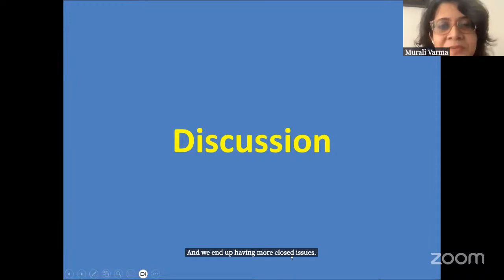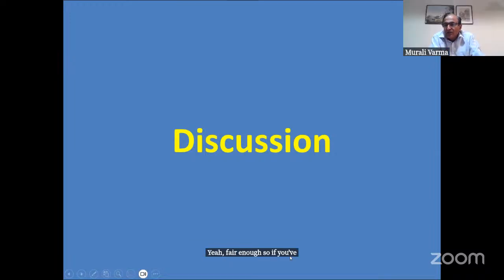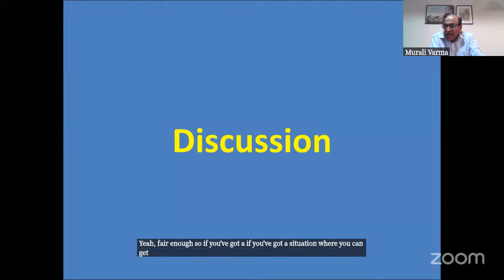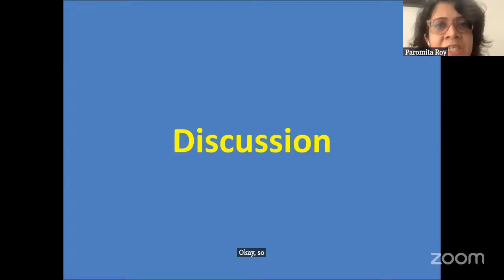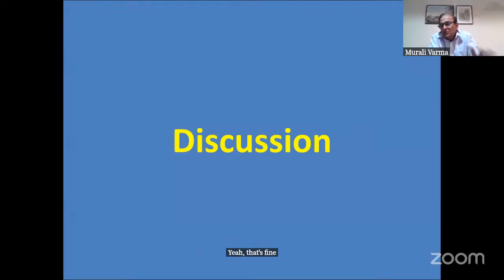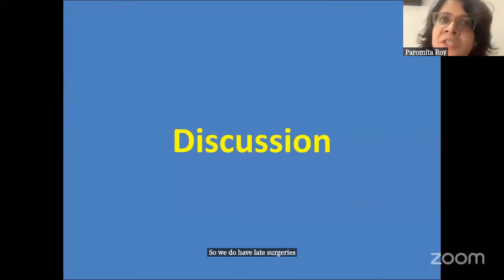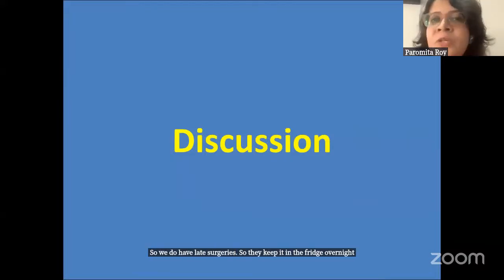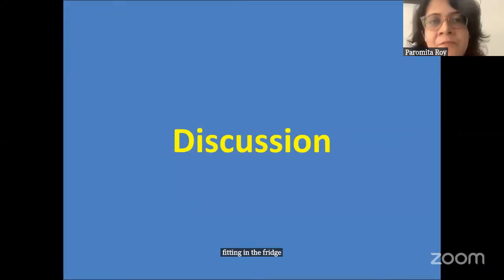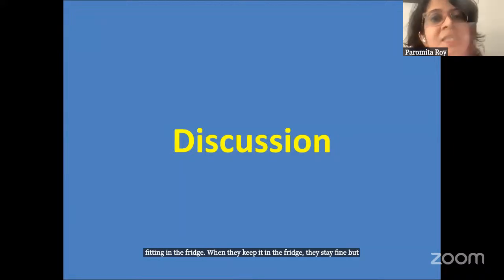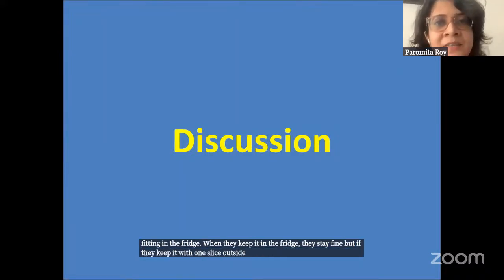Yeah, fair enough. So if you've got a situation where you can get your specimens promptly to the lab before 5 o'clock, because often in many UK labs there are not many people after 5 or 6, that's fine. But I'm talking about the situations where you can't. Sorry, go ahead. So we do have late surgeries, so they keep it in the fridge overnight. And if you put it in formalin, you won't have enough specimens fitting in the fridge. When they keep it in the fridge, they stay fine. But if they keep it with one slice outside, they end up spoiling.